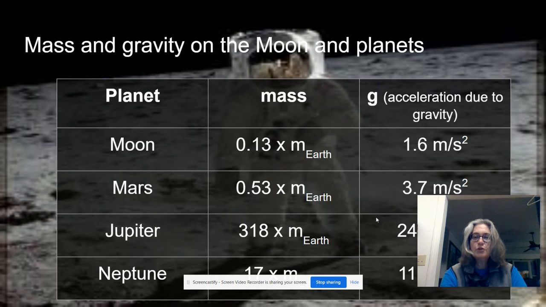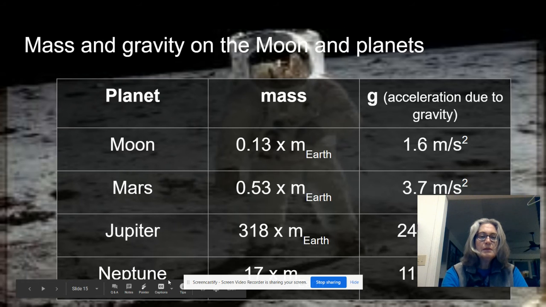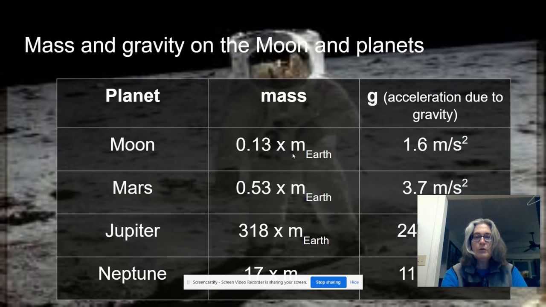And here's a little chart showing mass and gravity on the moon and planets. I didn't realize that my image was going to cover up part of this, but you can see a little bit. The moon has a mass that is 0.13 as much as the mass of the Earth. That's only 13% as much mass as Earth. And the acceleration due to gravity is about 1.6 meters per second squared, compared to not quite 10 meters per second squared on Earth. So again, the acceleration of gravity on the moon is 1/6 that on Earth.